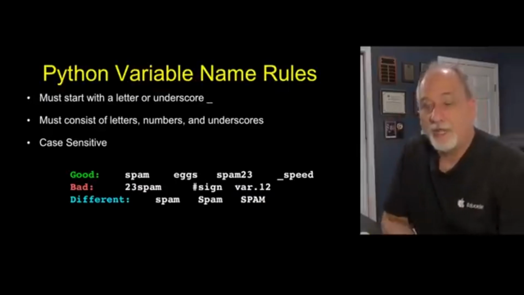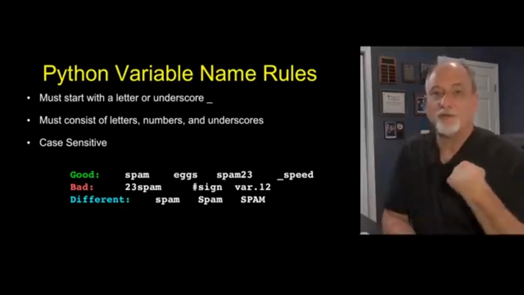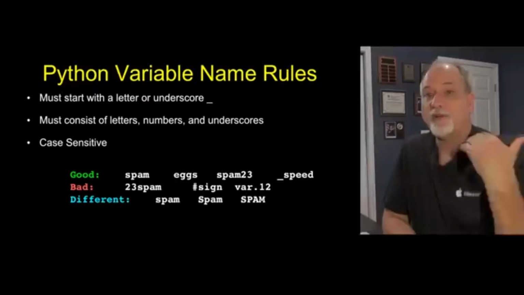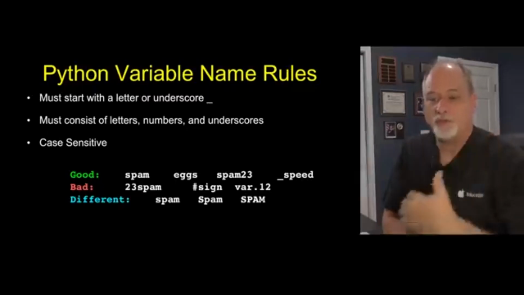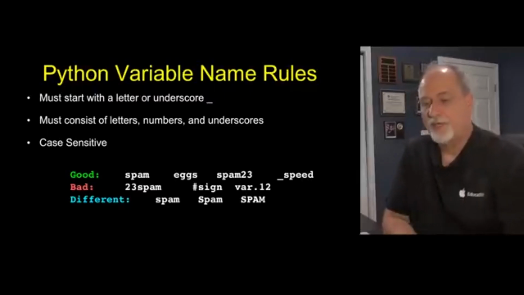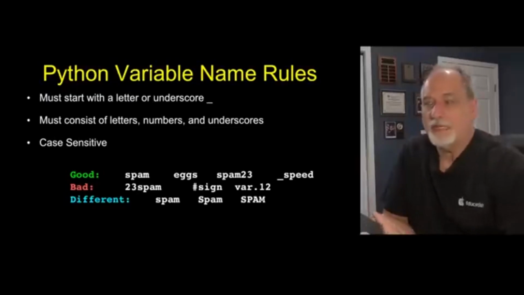Now, there are some rules for making variable names. You can start with a letter or an underscore. We tend not to, as normal programmers, use underscore as the first character. We tend to reserve those for variables that we use to communicate with Python itself. You can have letters and numbers and underscores after the first character, and they're case sensitive, but it's really a bad idea to use case as the only differentiator.